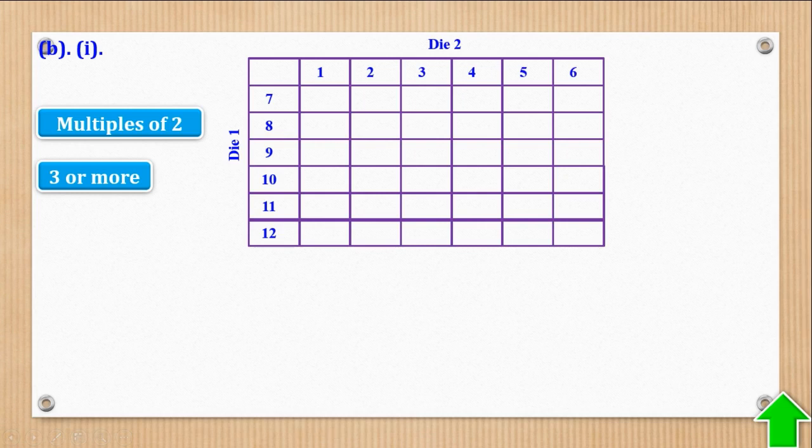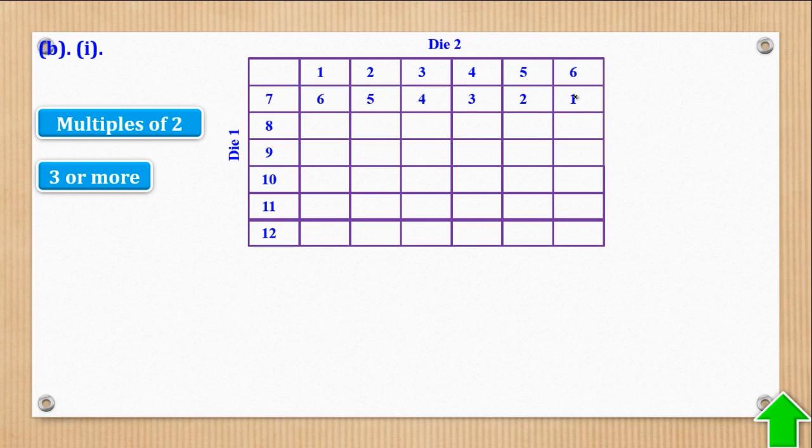Now they say the difference between the 2 dice, so it means we're going to subtract. For example, what to put here will be 7 minus 1 to give you 6. Then 7 minus 2 gives 5. 7 minus 3 gives 4. 7 minus 4 gives 3. 7 minus 5 gives 2. And 7 minus 6 gives 1.